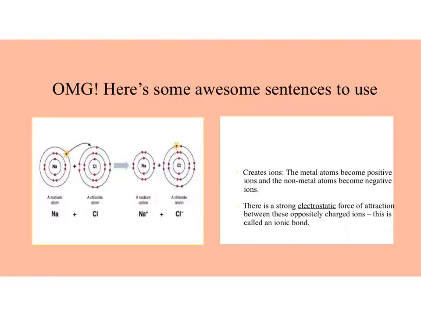So, they create ions. The metal atoms become positive ions and the non-metal atoms become negative ions. There's a really strong electrostatic force of attraction between the oppositely charged ions, and this is what creates the ionic bond. The reason they're so strong and they've got really high melting and boiling points is because of the attraction.